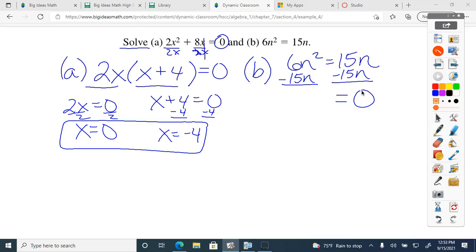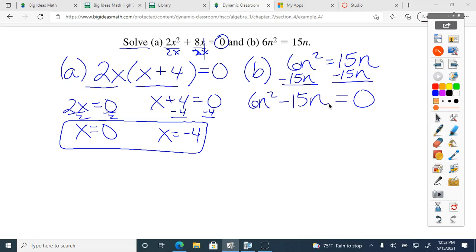Can I subtract these? They're not like terms, are they? One's got an n squared, the other one's just n. They have the same variable, but they're not like terms. So I just write it: 6n squared minus 15n. Now I factor.